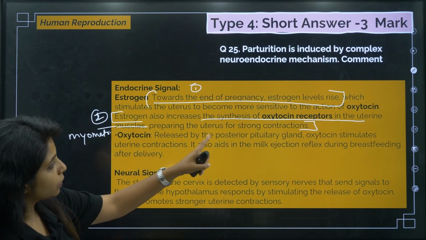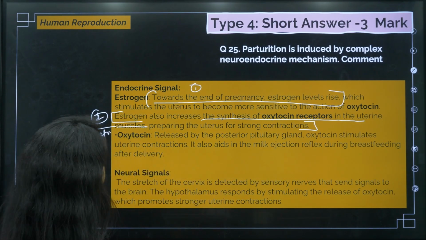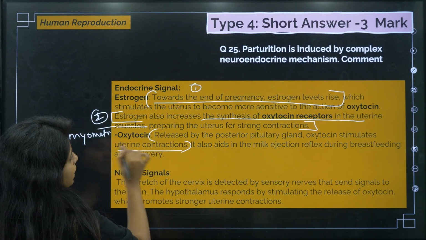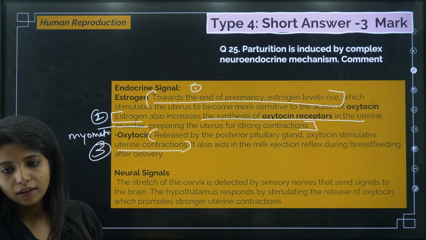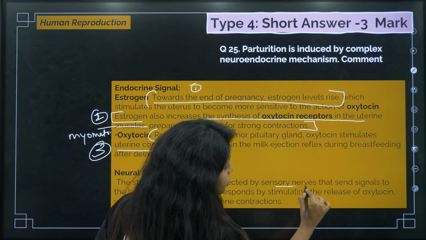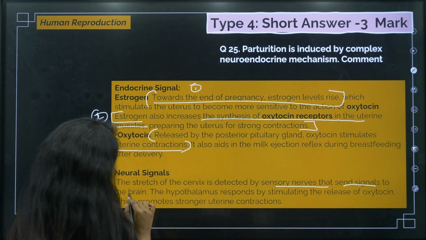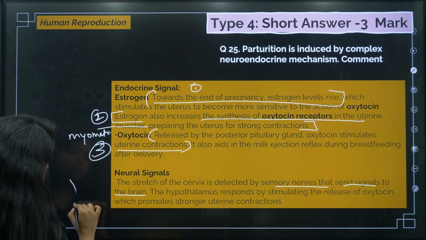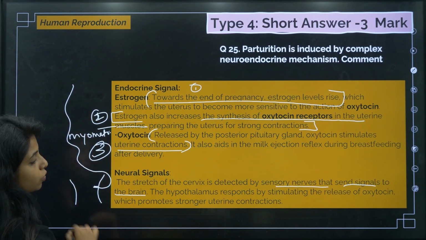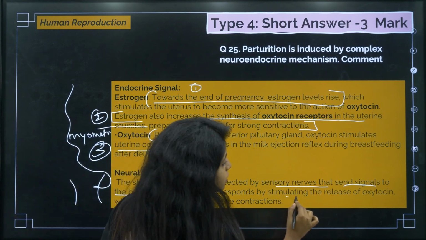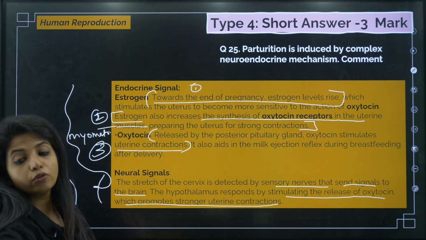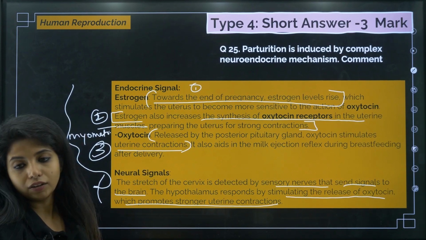Now, released by the posterior pituitary gland, oxytocin stimulates uterine contraction. This will be the next step that you can write. This is the third point that you can write. Now, neural control: the stretch of the cervix is detected by the sensory nerves that send signals to the brain. So, in the cervix there are sensory nerves, and obviously when they get activated, they will send signals to the brain. The hypothalamus responds by stimulating the release of oxytocin, which promotes stronger uterine contraction. So, more contraction will be there from that angle also.